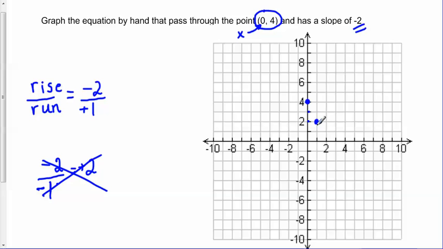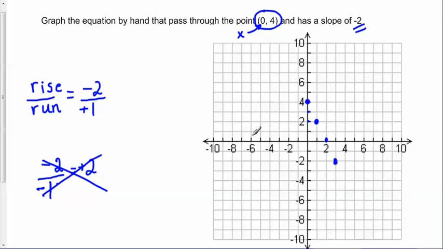And then we can do that again. Rise of -2 and a run of +1. It's not a bad idea to do a couple of these because remember we're going to want to be putting our straight edge down. And the more points we have, the more accurate our line is going to be. So let's just do one more. We can do down 2 and over to the right 1.